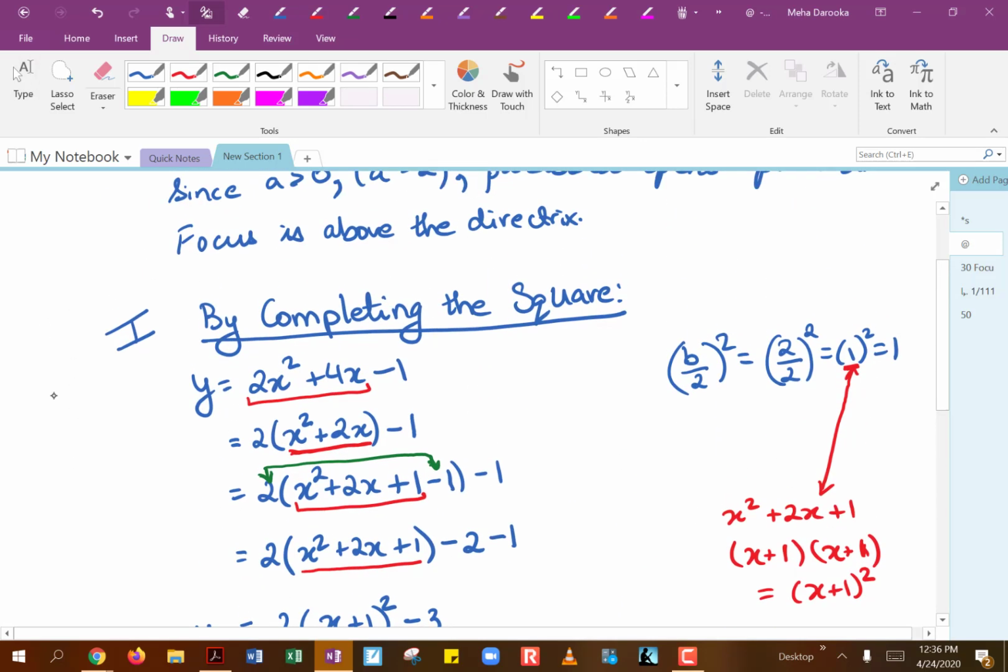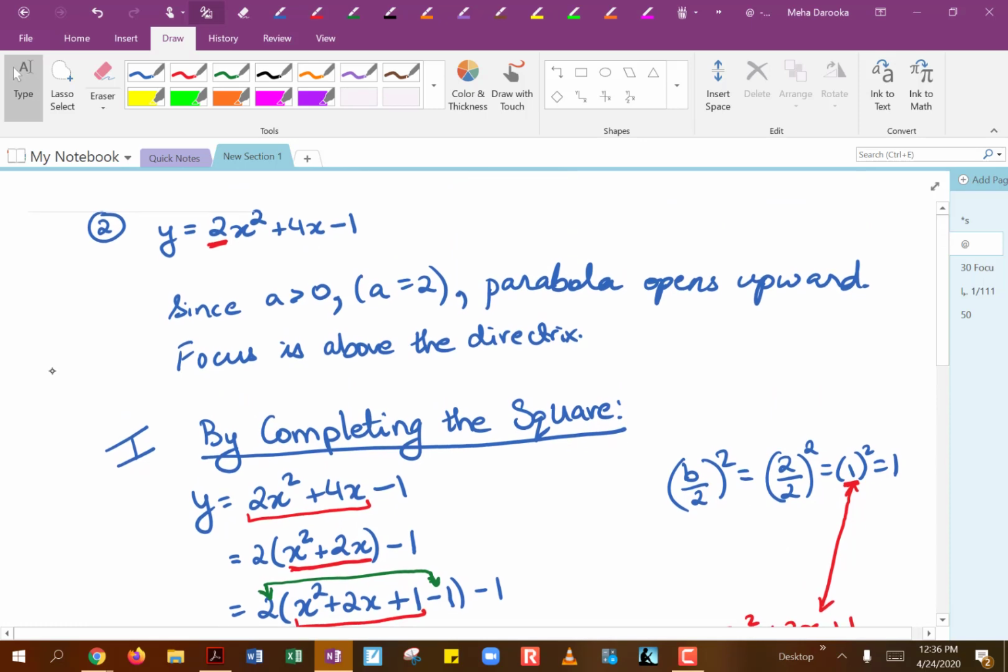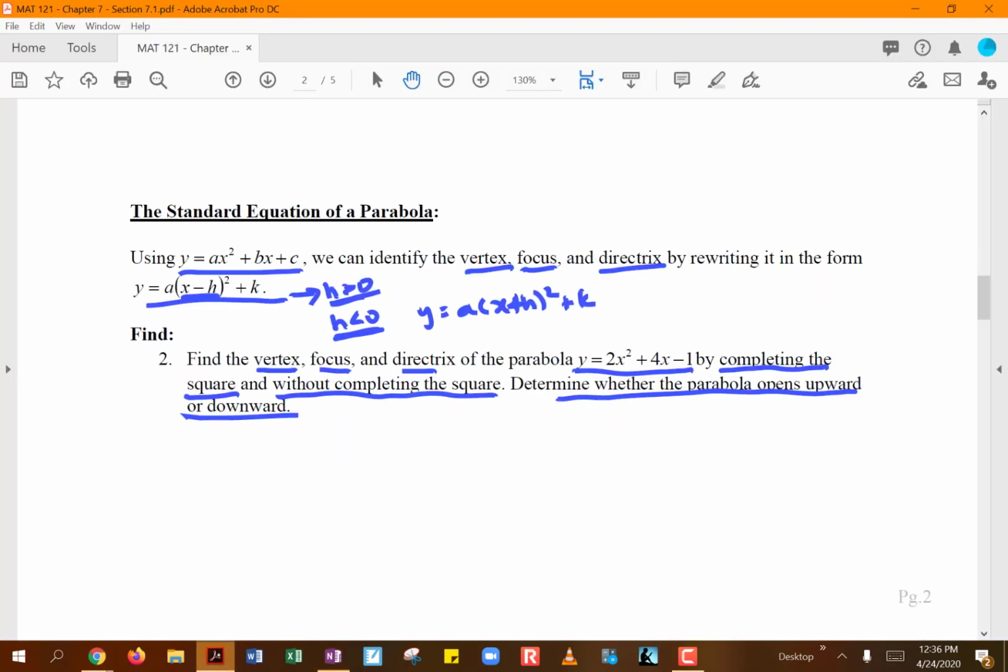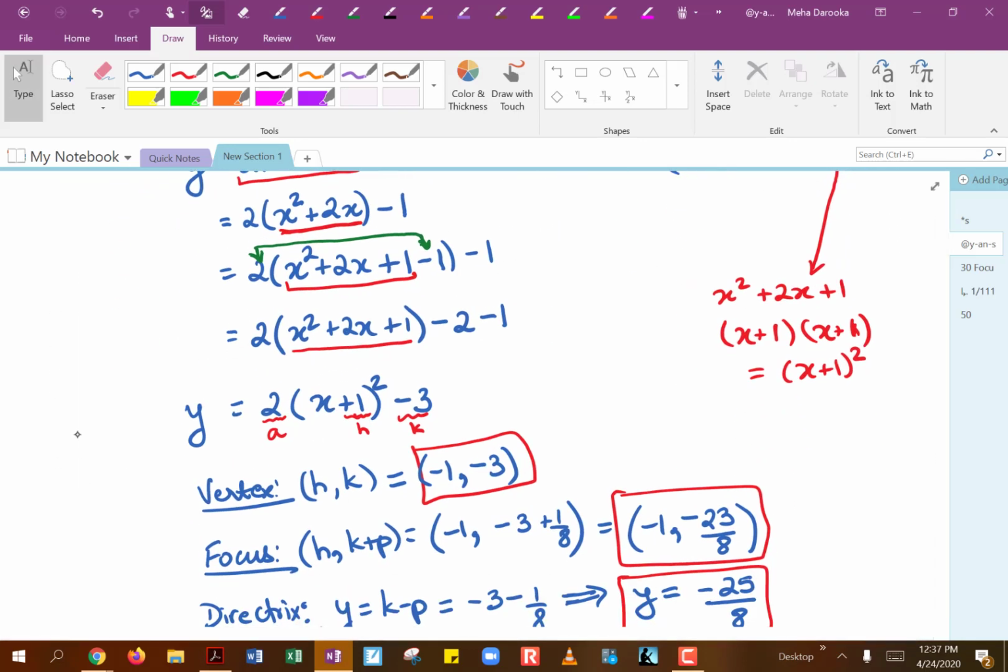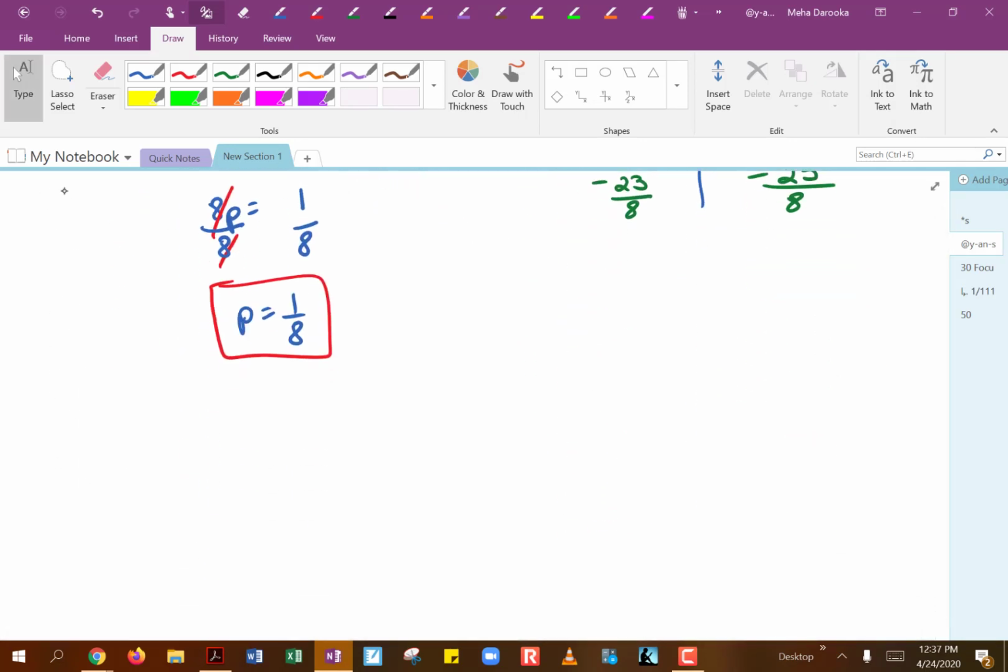This is what they were asking us to find in this equation. Now they were of course asking us to do this in two different ways, by completing the square and without completing the square. So we've done the completing the square part of it. Now of course we need to do how you would do this without completing the square. So that's our second method.